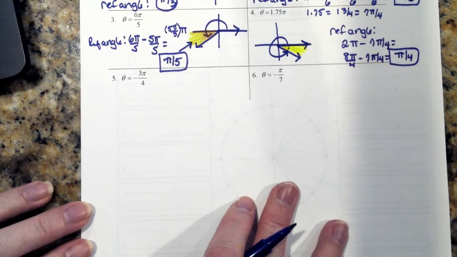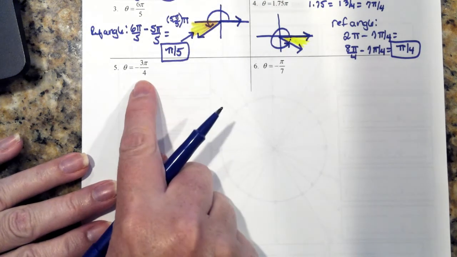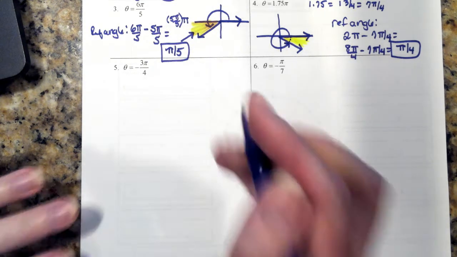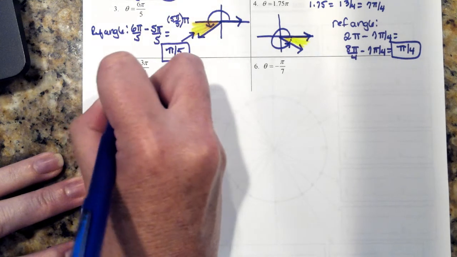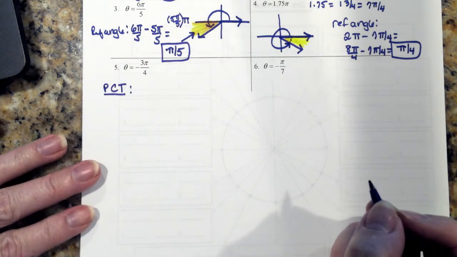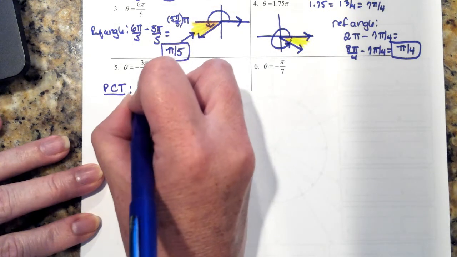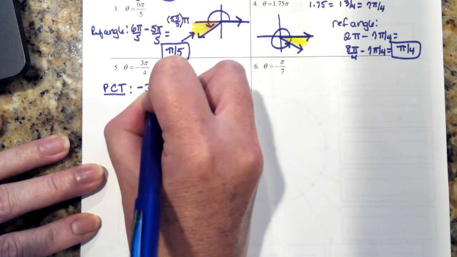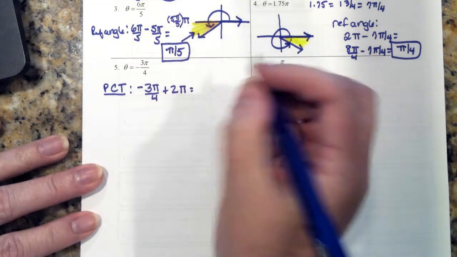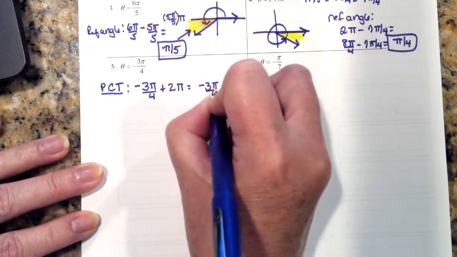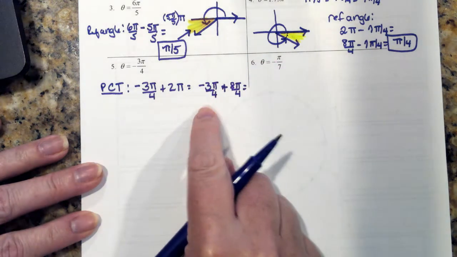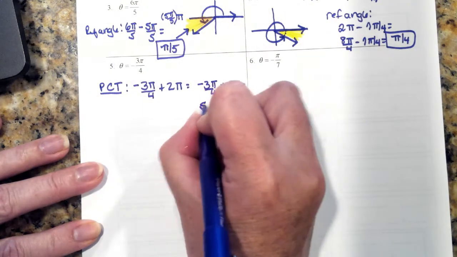So when you look at the next example, negative 3 pi over 4, notice I know it's not a positive angle between 0 and 2 pi. So the first thing I want to do is find my positive coterminal angle between 0 and 2 pi. So what I'm going to do is take negative 3 pi over 4 and add 2 pi to it. Again, I know with a common denominator, 2 pi is equivalent to 8 pi over 4. So negative 3 pi over 4 plus 8 pi over 4 is going to give me 5 pi over 4.